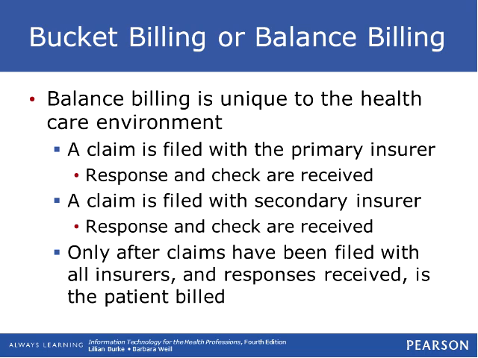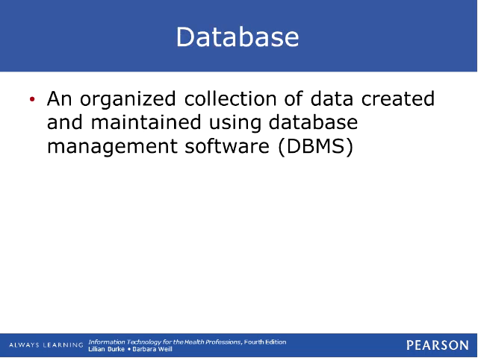Bucket billing, or balance billing, is unique to the healthcare environment. A claim is filed with a primary insurer, they're responsible, and the checks are received. Then a claim is filed with a secondary insurer, and responses and checks are received. In some cases, people have more than one insurance, so there's primary insurance and secondary insurance, and once one is paid, we take it to the next insurer and on down the line. Only after claims have been filed with all insurers and responses received is the patient then billed. We do all these things first before we bill the patient, because the patient's portion may be much smaller.